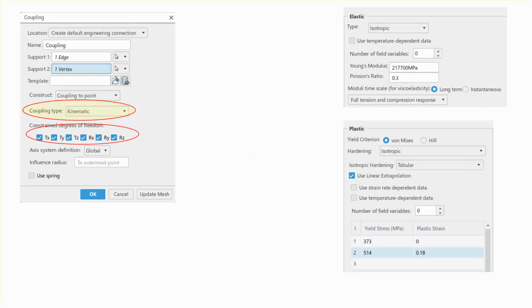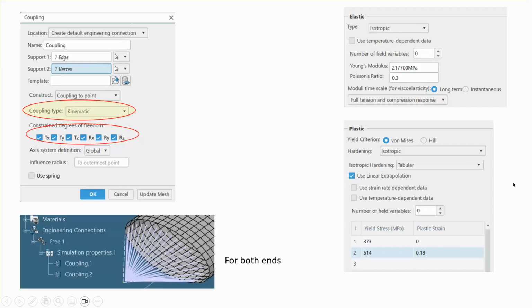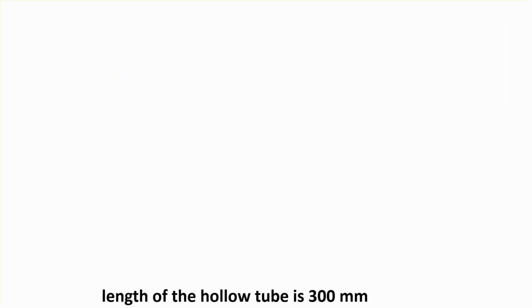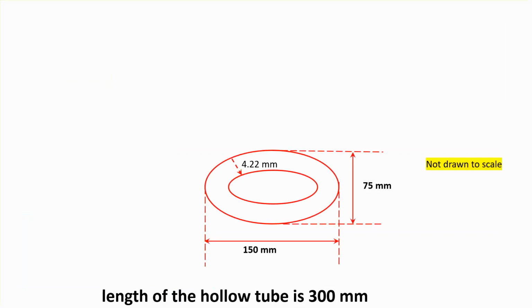The material is assumed to be elastic steel, with those properties on the top, and the plasticity data is given below, and I'm going to be using it as shown. Now, the coupling that I will use is going to be involving kinematic coupling. So basically, use the kinematic option. The length of the tube is 300 millimeters, and the cross section is given by this drawing that is not drawn to scale.